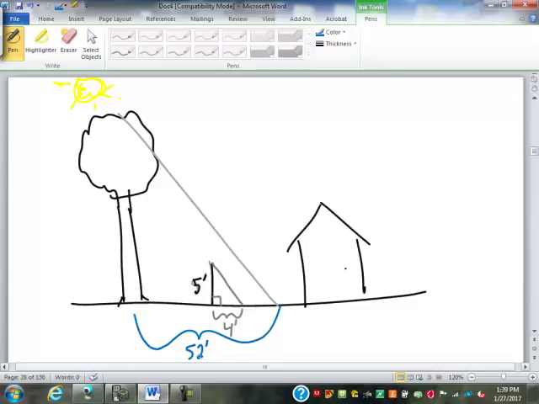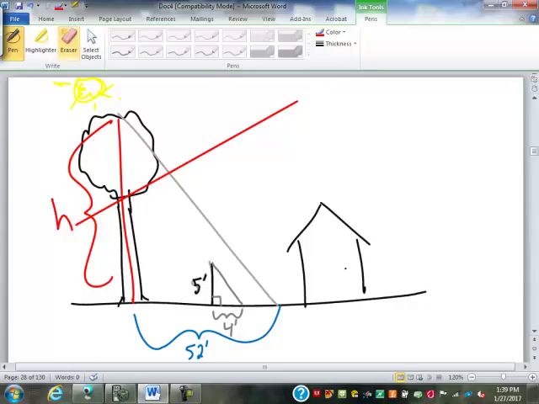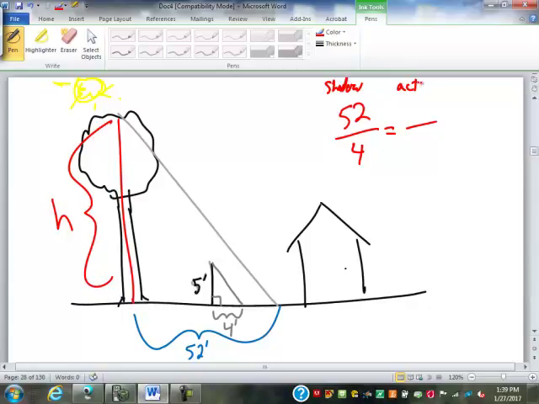How do we find out how tall the tree is? The height of the tree. Well, we got the height of the shadows. The 52-foot shadow for the tree compares to the 4-foot shadow of the stick. Right, those are both the shadows. So over here we're going to have the actuals. What do we know for the actuals?